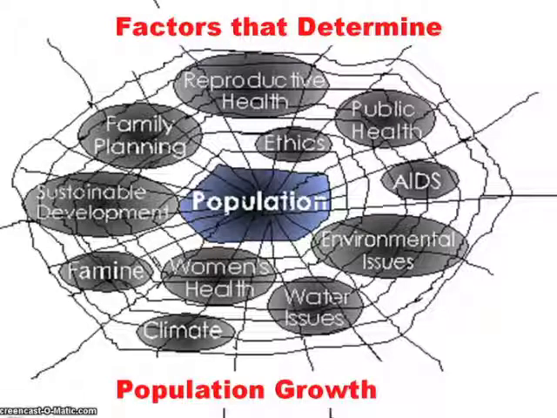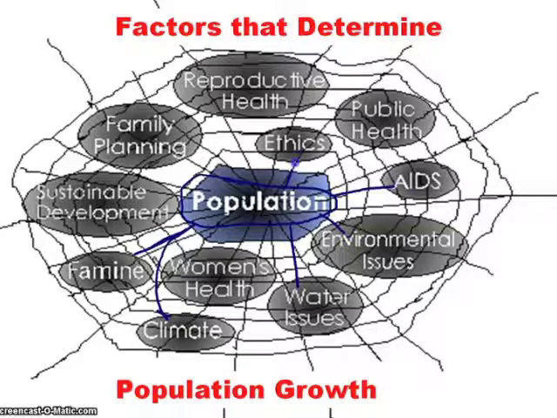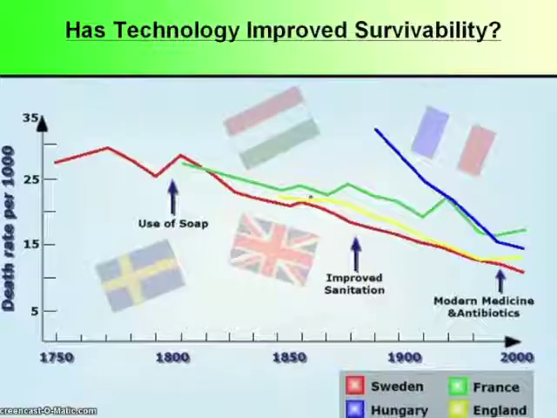Now, this is a very interesting web here, and we start with our main topic, population. When we talk about all the different topics related to it, we're going to talk about famine in class at some point. Population is definitely related to climate, health issues, water issues, which we'll talk about in our water unit. We've already talked about a lot of environmental issues. You've got AIDS, you've got ethics. A lot of these topics all tie into population. The reason they put it in a web is if you go over here to AIDS and start tugging on that web, you pull on everything else as well.